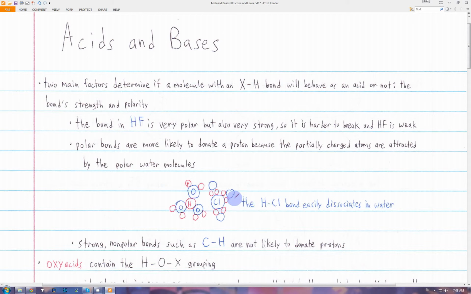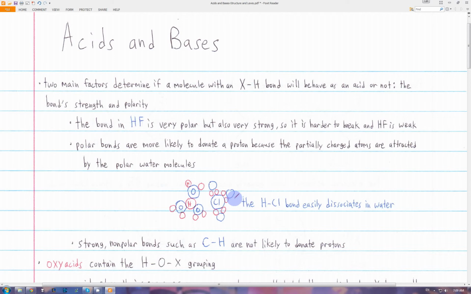But then we notice something strange. All of the halogen acids, HCl, HBr, and HI, are strong acids except for hydrofluoric acid, which is opposite of what we would expect, since the hydrofluoric acid bond is the most polar bond. Remember that fluorine is the most electronegative atom.